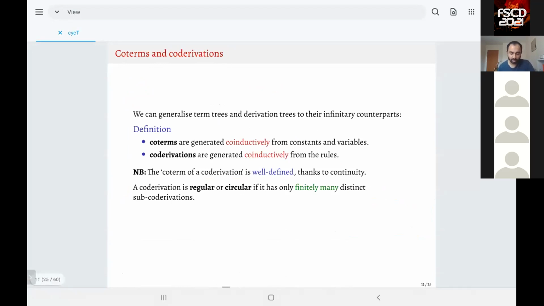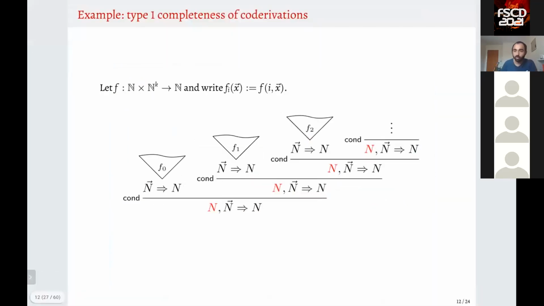Right, so let's see a very, very simple example. So this won't be a regular proof, but we can actually represent every type 1 function using a non-well-founded proof. Now this is a non-regular proof, it has no finite representation. So it's unsurprising from a cardinality reason that we can represent all these things.